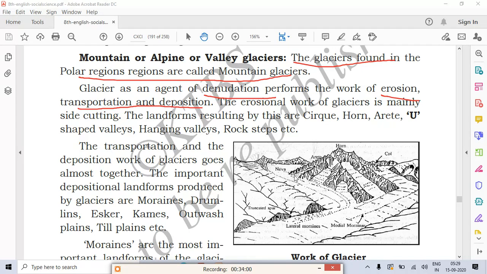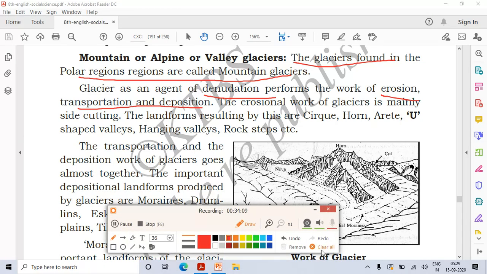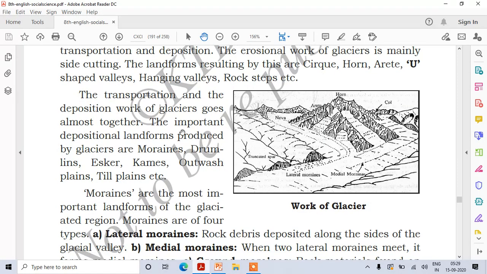When they do that side cutting, the landforms will change into U-shaped valleys, in the shape of a letter U. The transportation and the deposition work of glacier goes almost together, means both the work of transportation and deposition glacier will do together only. What are the important depositional landforms formed by glacier? Moraines, drumlins, esker, kames, outwash plains, till plains, etc.